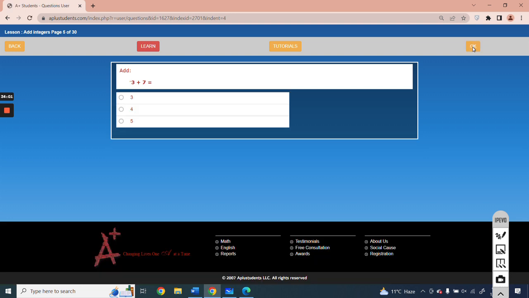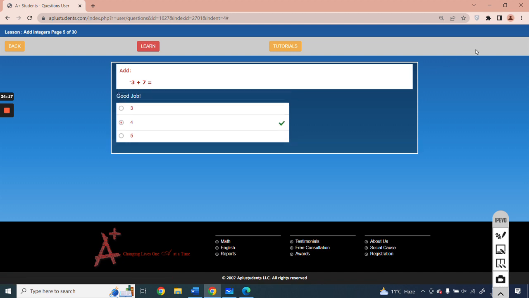Okay, the next one is -3 plus 7. So you have to subtract and put the sign of the greater number. So 7 take away 3 is, yes, it is positive 4. Got it? So just select the correct option, then click on the OK button.